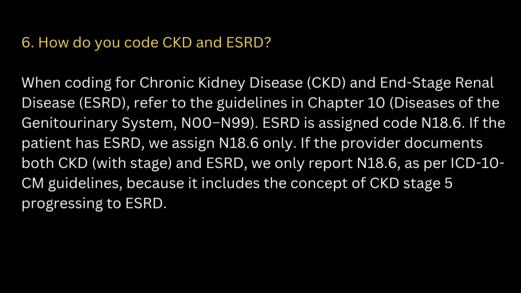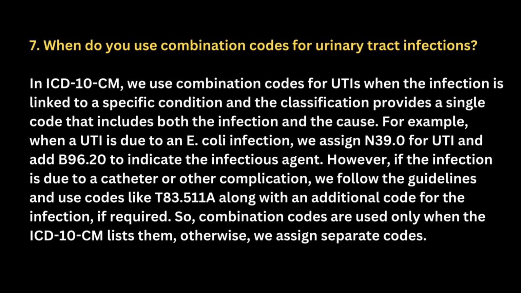Next question, how do you code for CKD and ESRD? Whenever we are coding for CKD and ESRD, refer to the guideline of chapter 10, diseases of the genitourinary system. If the patient has ESRD, we should assign N18.6. If the provider documents both CKD with stage and ESRD, we will be reporting only for ESRD.